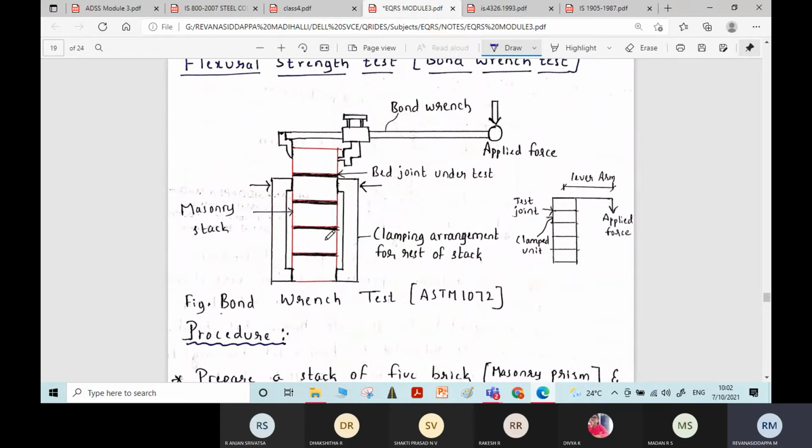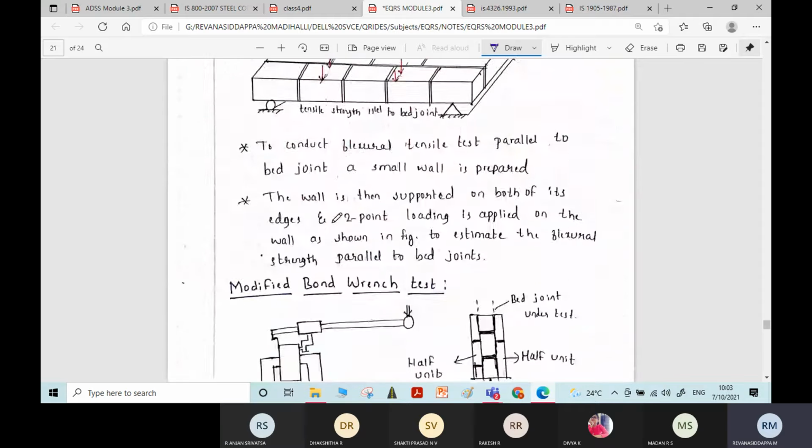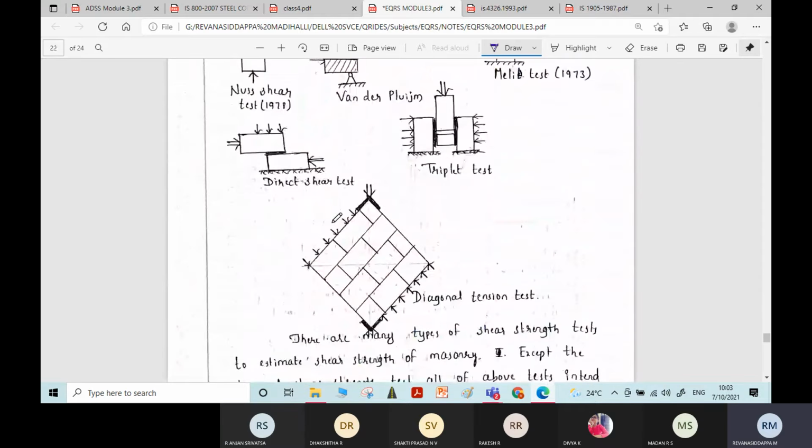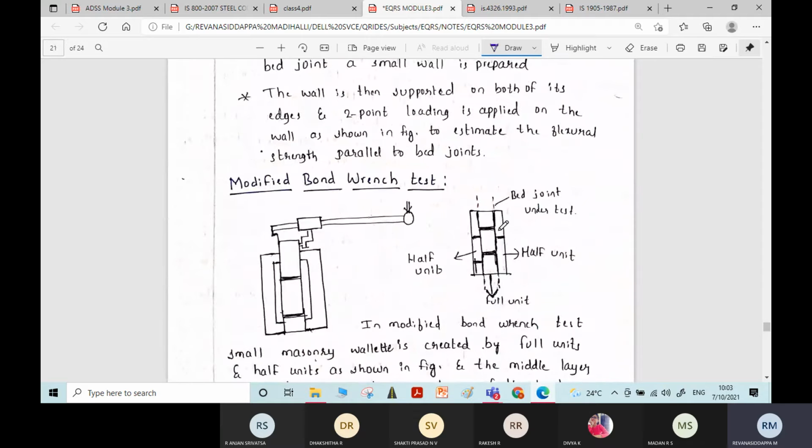In this test, a single wallet will be considered. A single stack of bricks will be considered to investigate the flexural strength of the masonry. But in case of the modified bond wrench test, a minimum of 2 to 3 layers of bricks will be considered. Here you can see, a masonry wallet will be constructed using full bricks and half bricks.